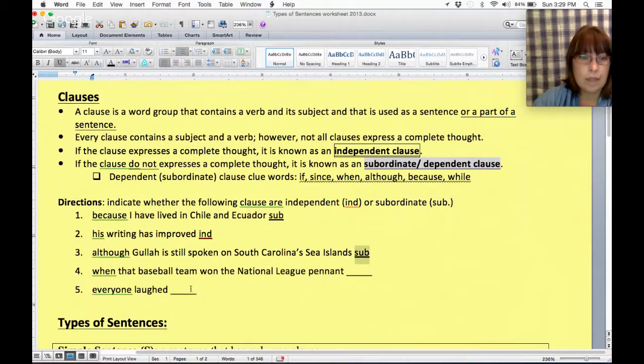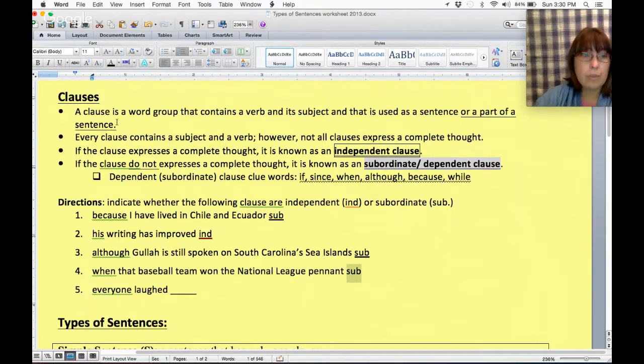Like that, okay? Number four, when that baseball team won the National League pennant. It's missing some information there because that doesn't make sense. What happened when they did that? It doesn't tell us. Therefore, it is also a subordinate clause.